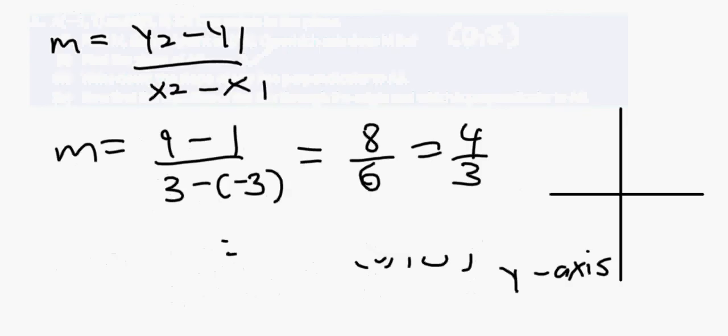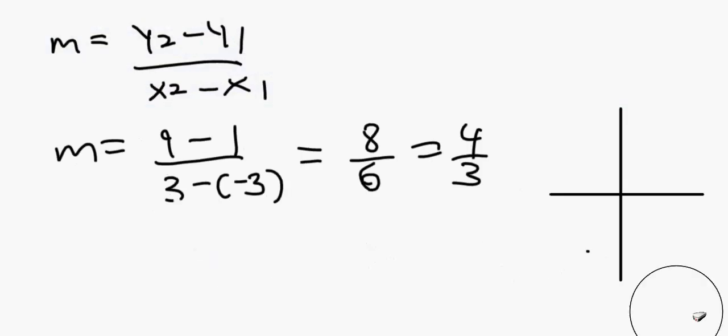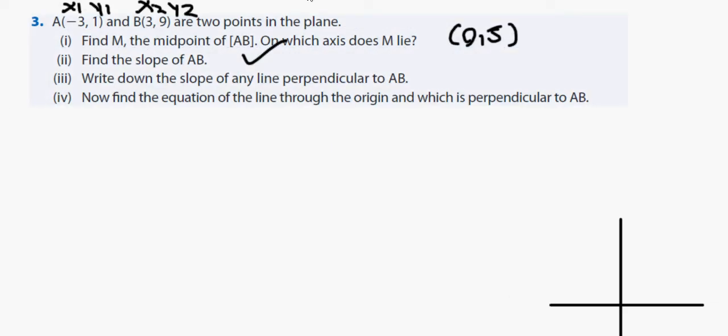Remember perpendicular slopes. This is part 3 now. So that's 4 over 3. Any slope perpendicular, turn it upside down and change the sign. It was a plus, now it's a minus. Minus 3 over 4. Now find the equation of the line through the origin which is perpendicular to AB.